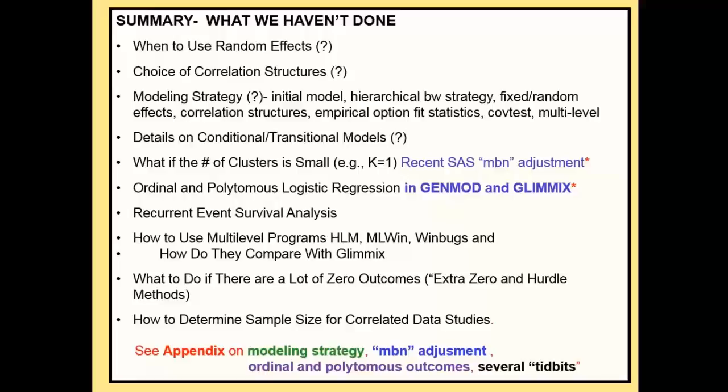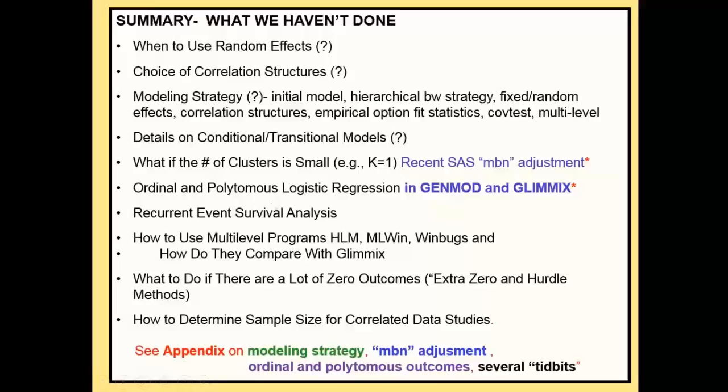Okay, now how to decide whether it's a small number or not? At least you could use the adjustment procedure and see if it makes a difference. In other words, you use the adjustment procedure and then you ignore it, and if you get very different answers, then you might say, I better use the adjustment procedure, because that means that maybe my number of clusters is small.